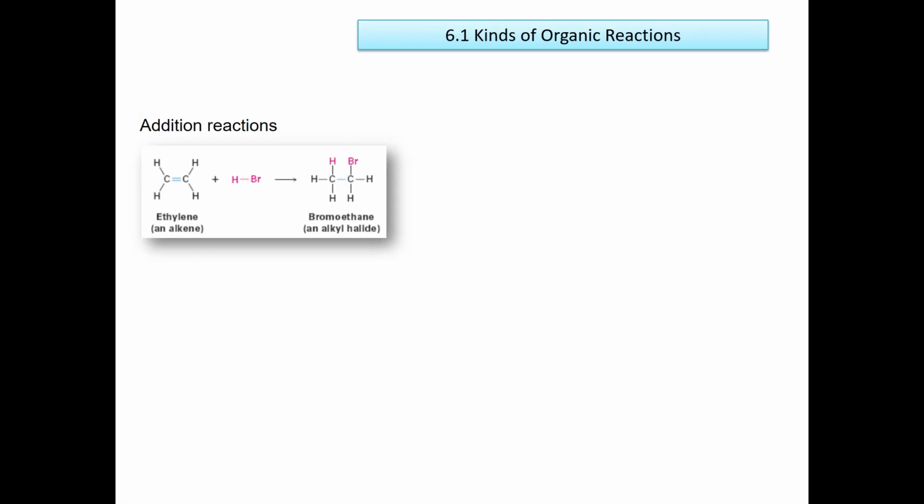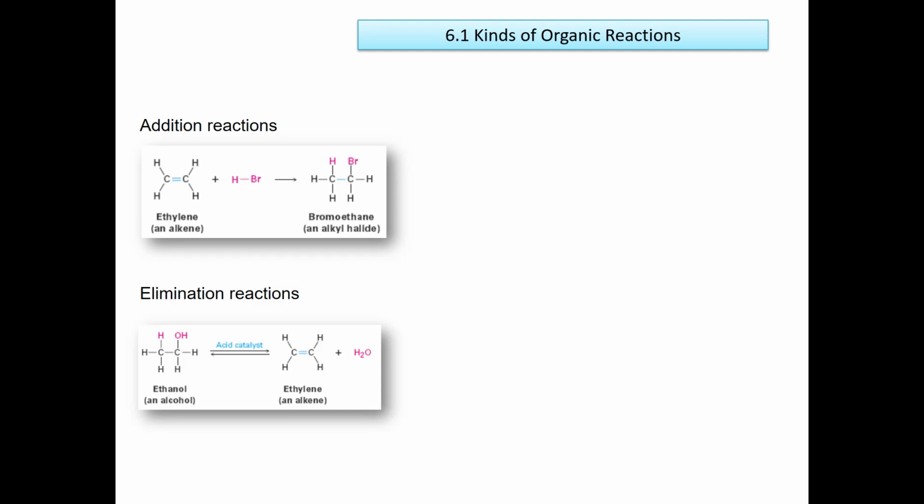Okay, basically we have several kinds of organic reactions. One is the addition reaction. For example, we start with ethylene, here you can see, and we add HBr. What is happening is that we generate bromoethane. We have the addition of HBr over the double bond.